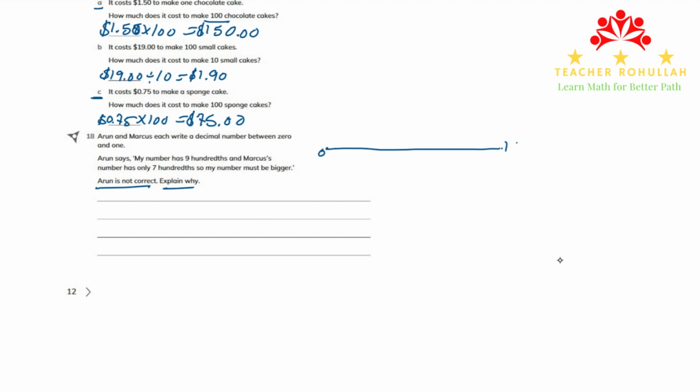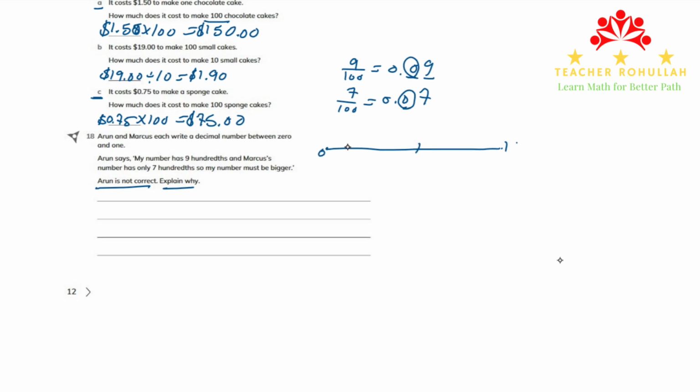Over here, Arun only mentions 9 hundredths and 7 hundredths. 9 hundredths is equal to 0.09 and 7 hundredths is equal to 0.07. Here, the reason why Arun is wrong is not mentioning the tens place. He only mentions the hundredths place. This is the tens place that clarifies which number is bigger. If we divide the number line between 0 and 1 into 100 equal parts, we can have a lot of 0.09s in between there.